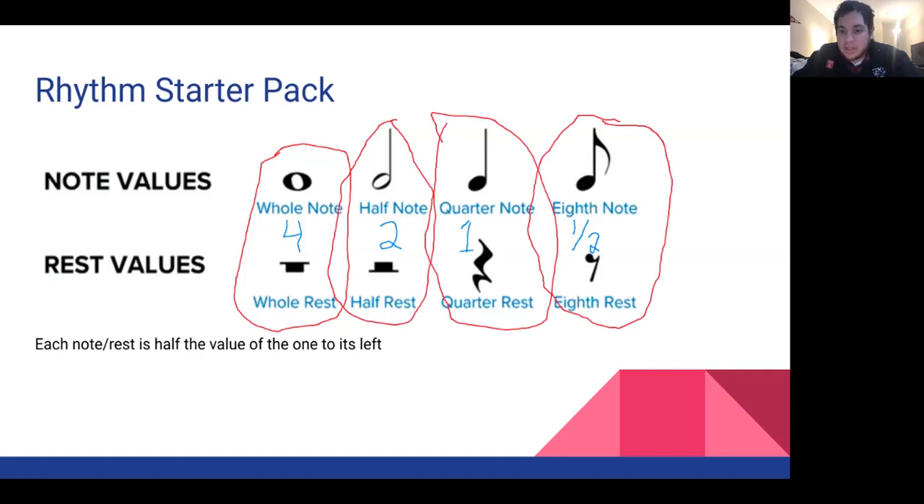Notice that the 8th rest kind of has a little bit of a flag too, just like the 8th note. Important to note that.